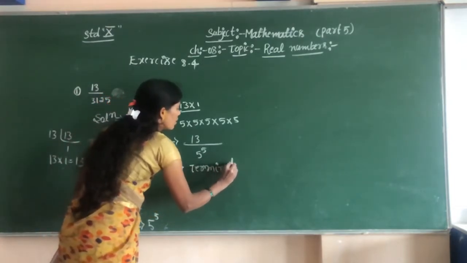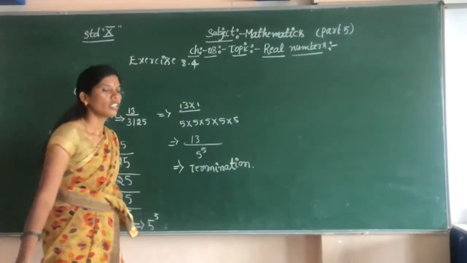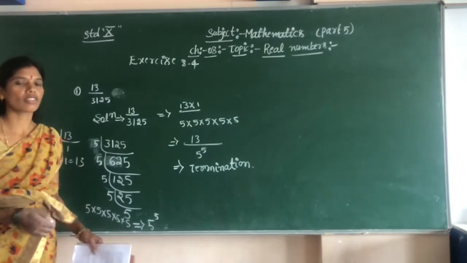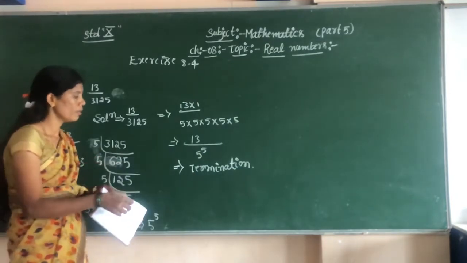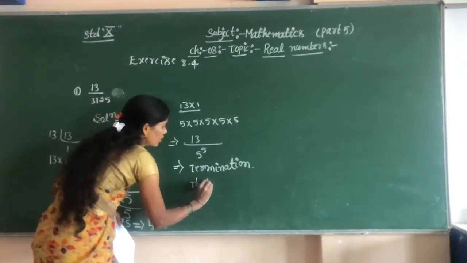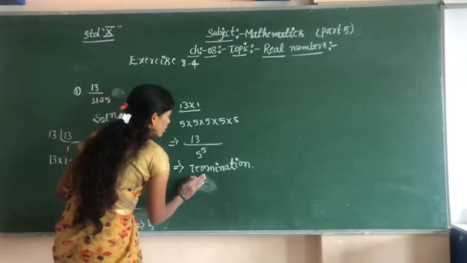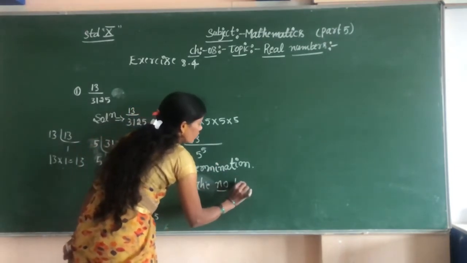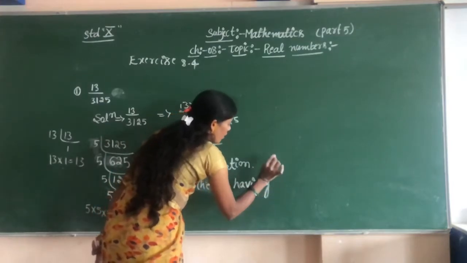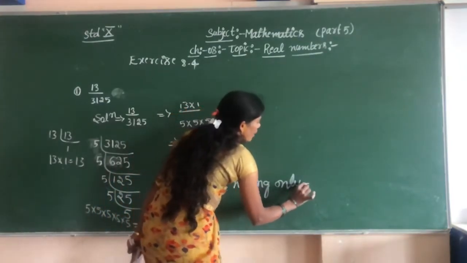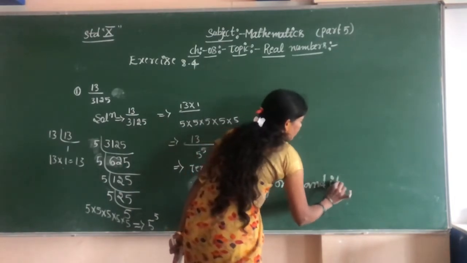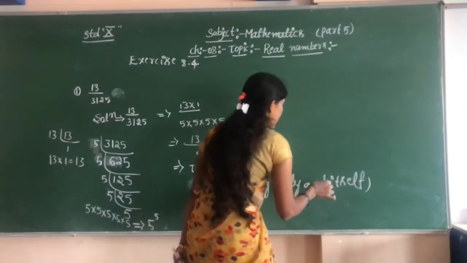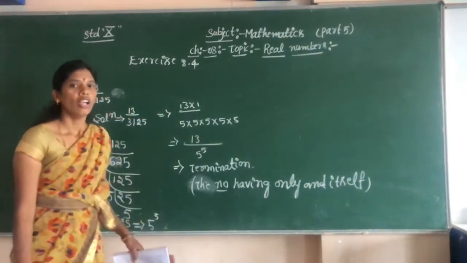Why? Because this number has only one and itself as factors. A prime number is called terminating. The number having only one and itself is prime. Otherwise it is non-terminating. Okay, you check.